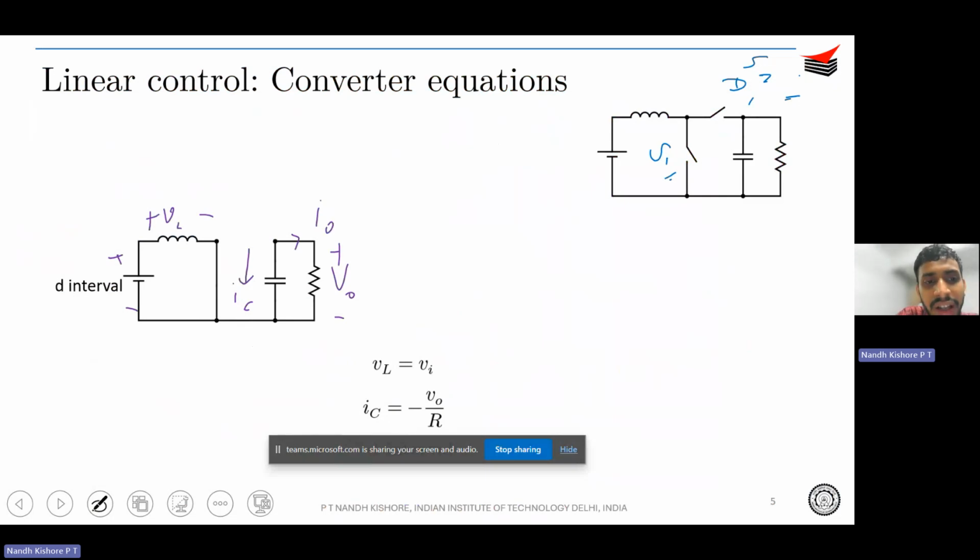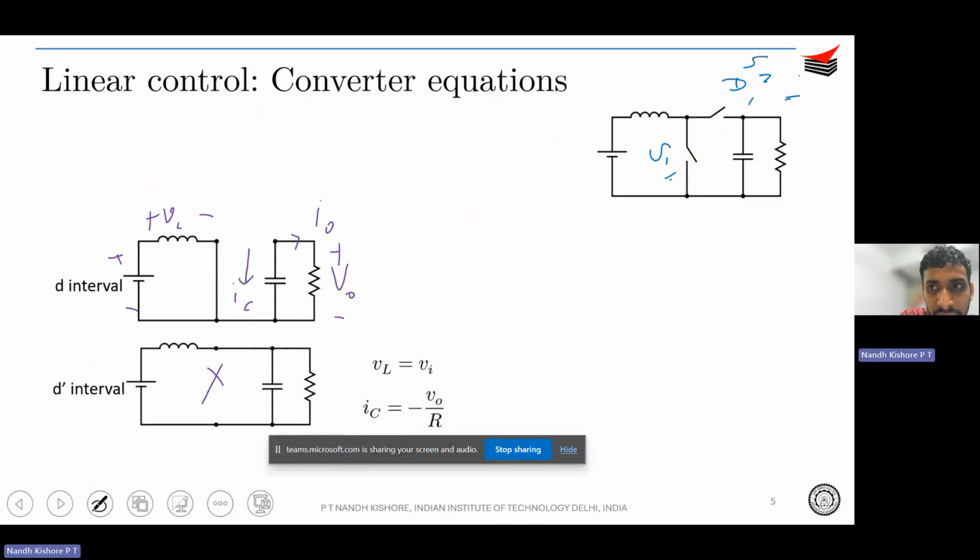And what happens during the other interval? Obviously, you understand that there is no connection through S1 because S1 is turned off, and because the inductor current needs to be continuous, this diode over here gets forward biased. So during this interval, what you can understand is your VL is going to be VI minus V naught, right?